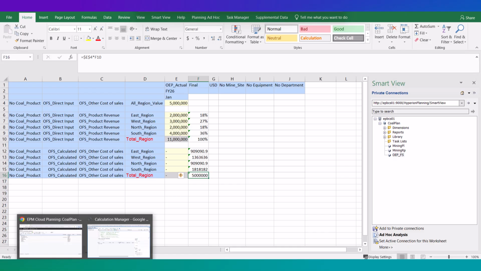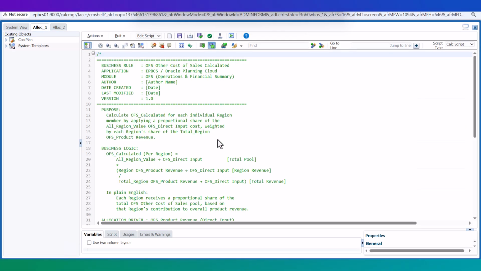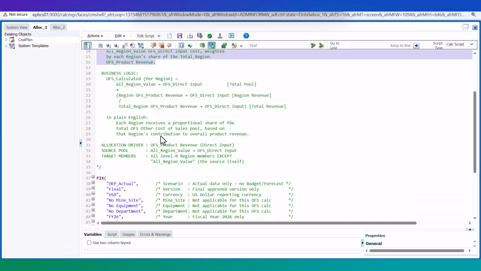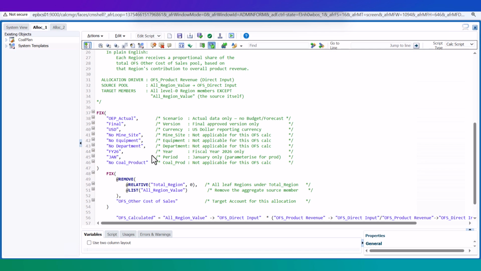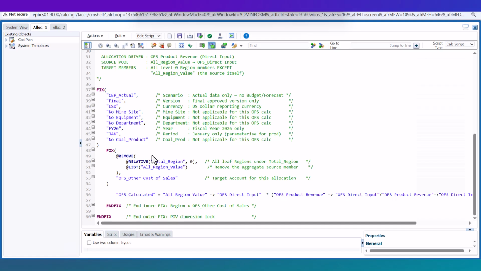Let me take you through a business rule. In the previous video, I explained how to write a business rule. First is the business rule name and which application it applies to, which module, who the author is, when it was created and modified, the version name, and what the purpose is. Just a one-liner should be sufficient. And what are the allocation drivers we are using. If these details are very clear in the business rules, it will become very easy to troubleshoot this business rule in case we find any issues.